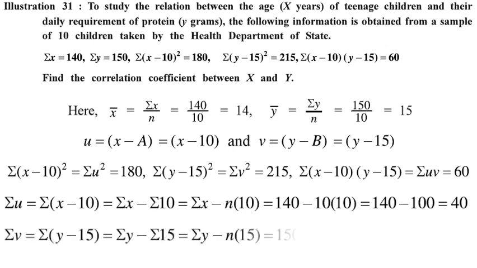Likewise, summation v, that is summation of y minus 15, that is summation y minus summation 15. Summation y is 150. We already know that. Summation 15 means 15 into n, that is 150. So 150 minus 150 is 0. So right now the remaining two columns, summation u is 40, summation v is 0. We have got the 5 necessary values. We will substitute them into the formula.